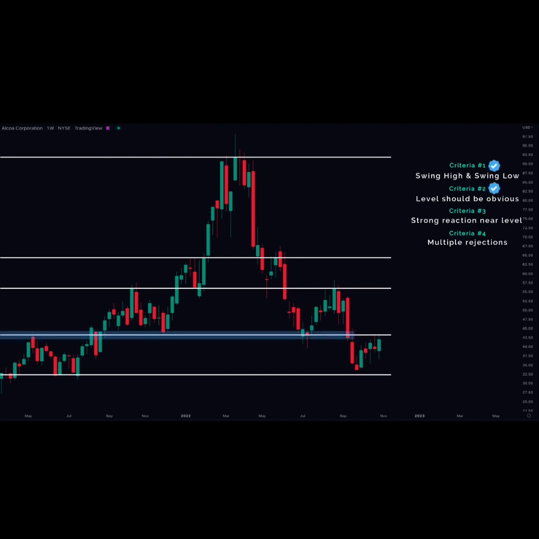The next level is also crystal clear. Again, 2 important reactions to that level. Lastly, we confirm the fourth condition with these 3 touches.